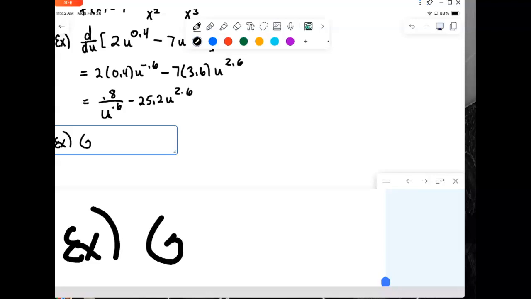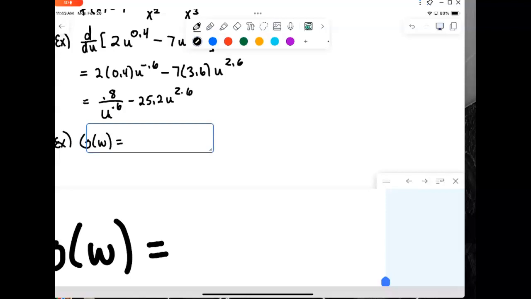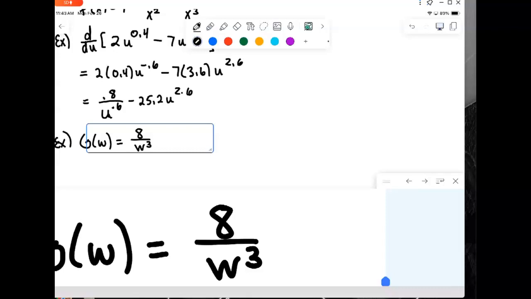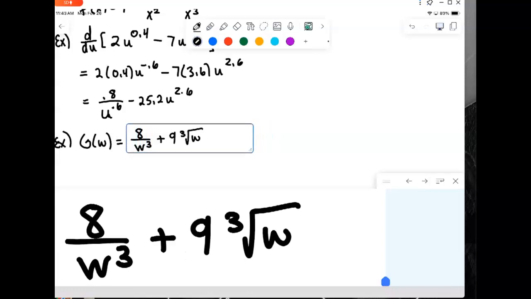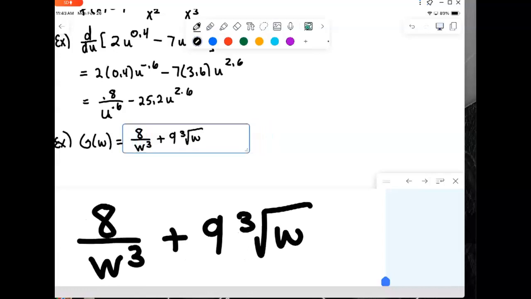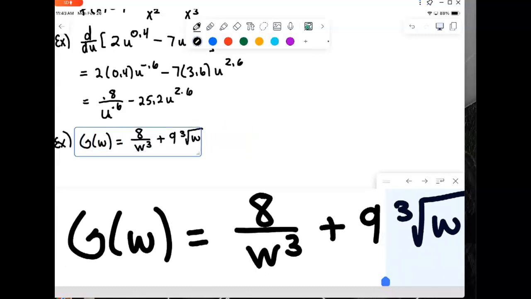So we have g of w equals 8 over w cubed plus 9 times the cube root of w. Okay. So we want to find the derivative of this thing. We want to find g prime.